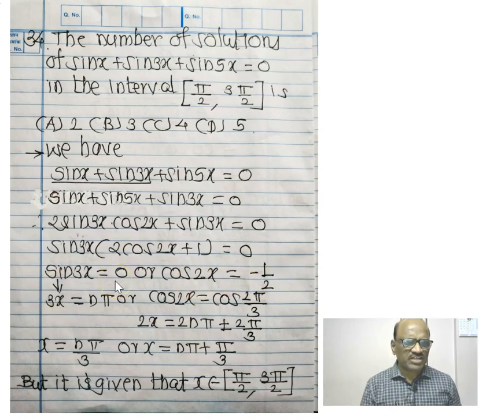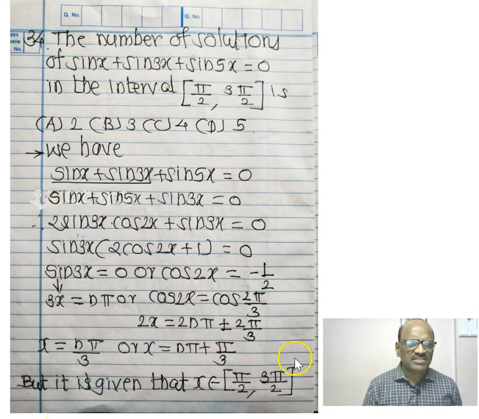Sin of 3x equals 0. It means that the angle must be an integral multiple of pi. Therefore 3x equals n pi, or cos of 2x equals minus 1 upon 2. For which angle? That is 120 degrees, that is 2 pi by 3. Cos of 2 pi by 3, and therefore 2x equals 2n pi plus or minus alpha. But what is alpha here? 2 pi by 3. Therefore, dividing both sides by 2, x equals n pi plus or minus pi by 3.